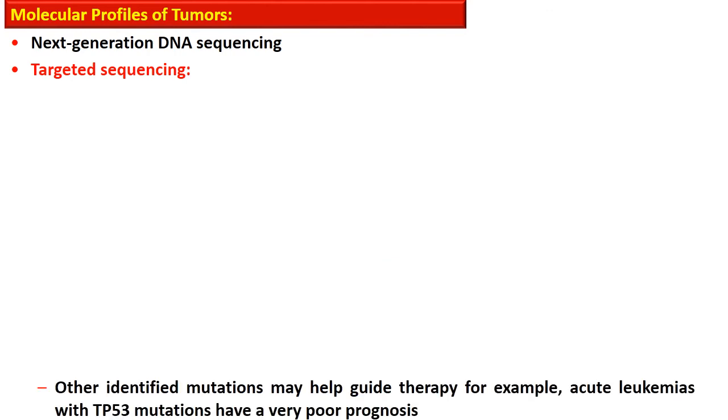Acute leukemias respond well to chemotherapy, but if acute leukemias are associated with a TP53 mutation, they have a very poor prognosis and do not respond well to chemotherapy. So targeted sequencing can be helpful to see other additional mutations.